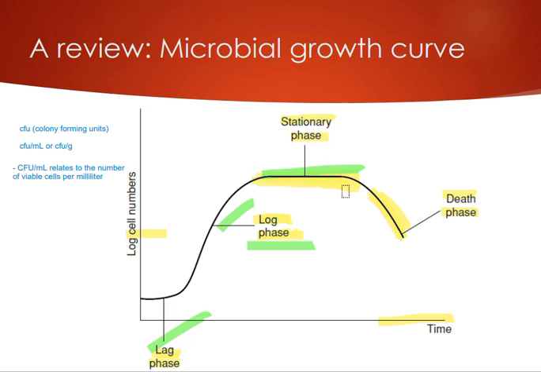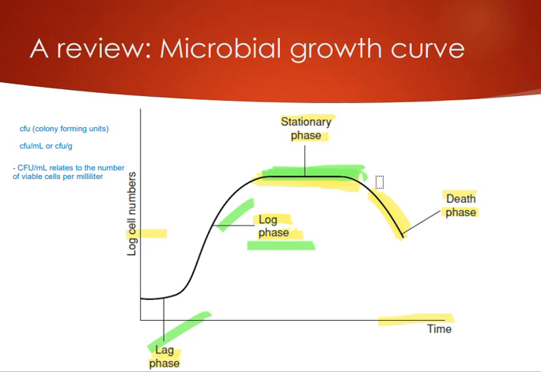a stationary phase, where the number of living microorganisms is equal to the number of dying microorganisms. So during this time, basically, all available nutrients will be depleted. The microorganisms gradually decline in the stationary phase, since most of the microorganisms will utilize the available nutrients.